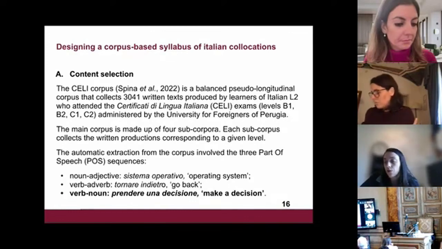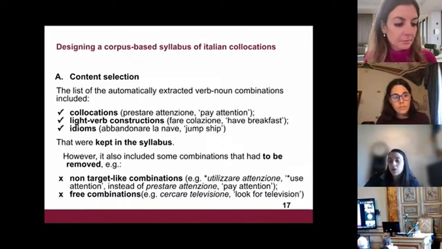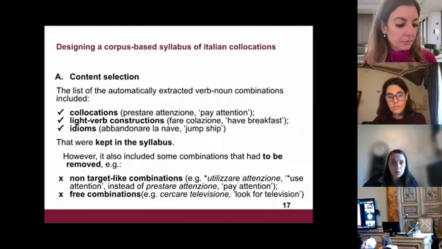The automatic extraction involved three part-of-speech sequences, namely noun-adjective, verb-adverb and verb-noun. We started building our syllabus from this last combination, and originally the list included a rather wide range of verb-noun sequences. We kept in the syllabus collocations such as prestare attenzione, pay attention, light verb constructions like fare colazione, have breakfast, and idioms, abbandonare la nave, which is the Italian for jump ship. Other combinations were instead removed, specifically non-target-like combinations such as utilizzare attenzione for prestare attenzione, and free combinations like cercare la televisione, look for the TV, for example.